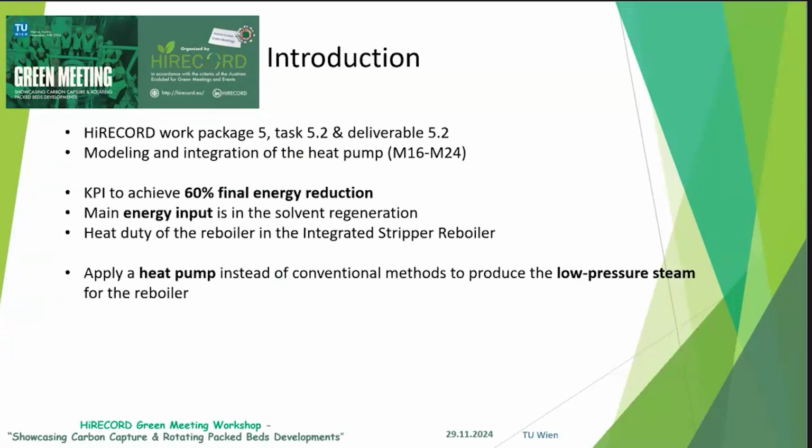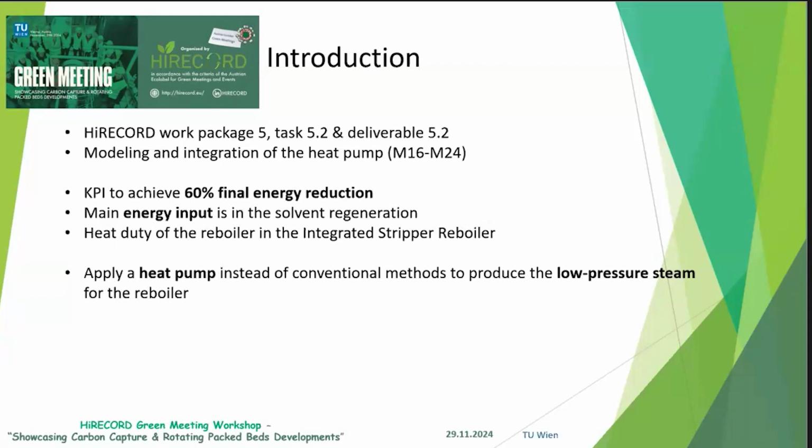So this work is part of High Record, I think like most presentations here. And actually within the High Record project, we have a KPI to achieve 60% final energy reduction. That means that we reduce the energy input of the carbon capture process by 60%. And the main energy input we can see is in solvent regeneration, so in the stripping steam that was mentioned before.